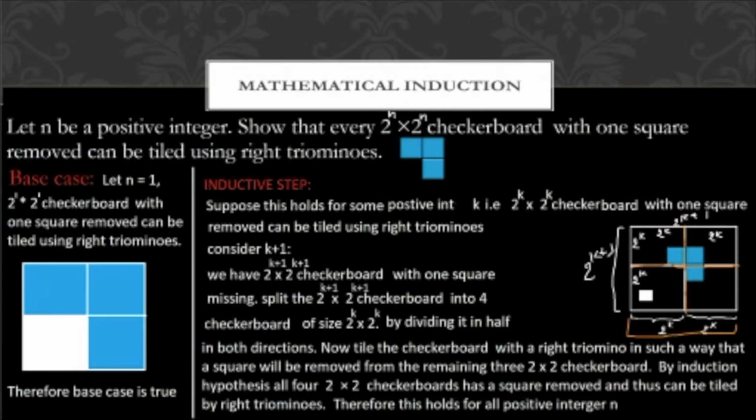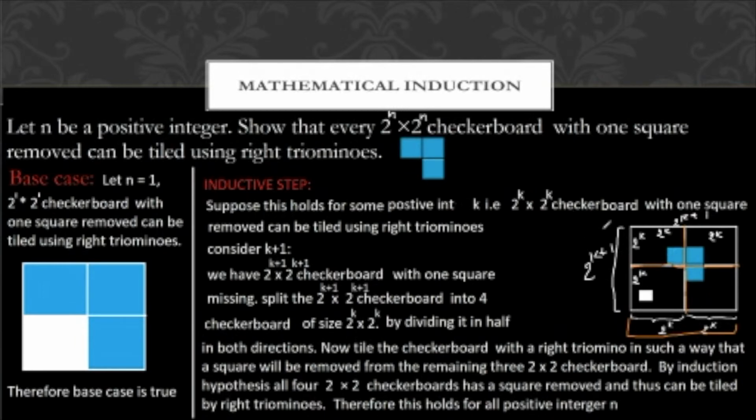But remember, our inductive hypothesis is telling us that the 2^k by 2^k checkerboard has to have one square missing in order to say that we can tile it. Here we know that the 2^k by 2^k checkerboard has a square missing, which is this square over here. However, this one doesn't have a square missing, this one doesn't as well, and this one doesn't as well. We want to somehow take away a square so that we can use our inductive hypothesis.